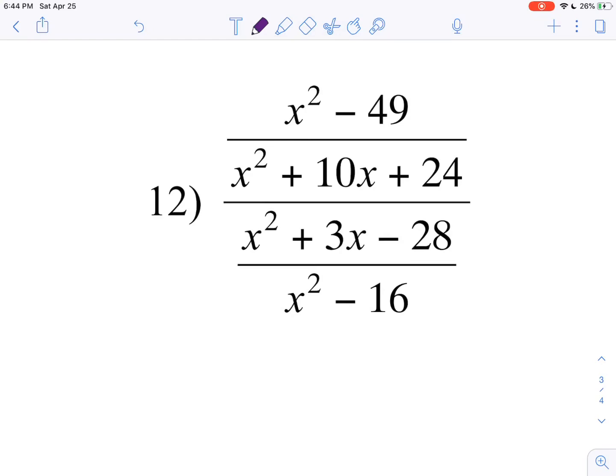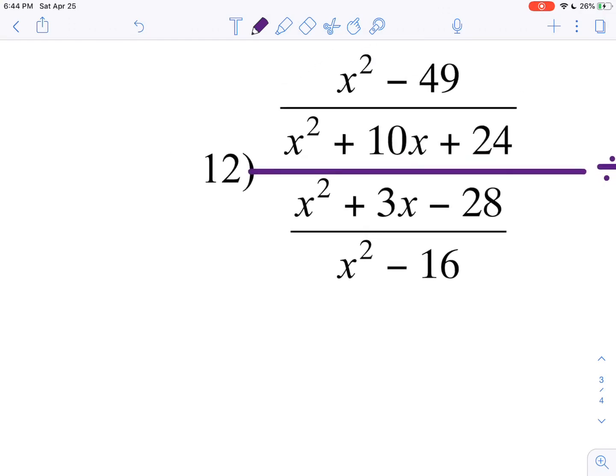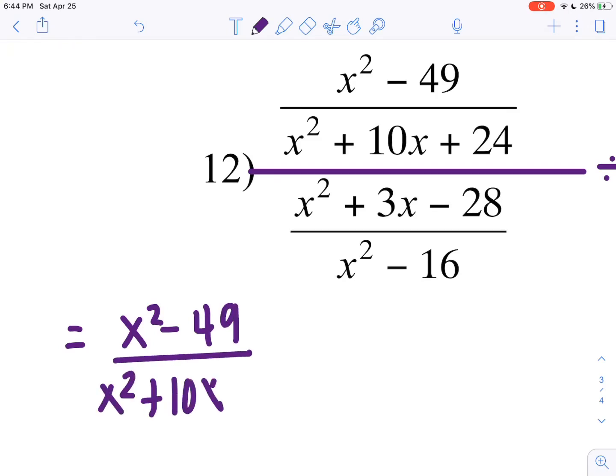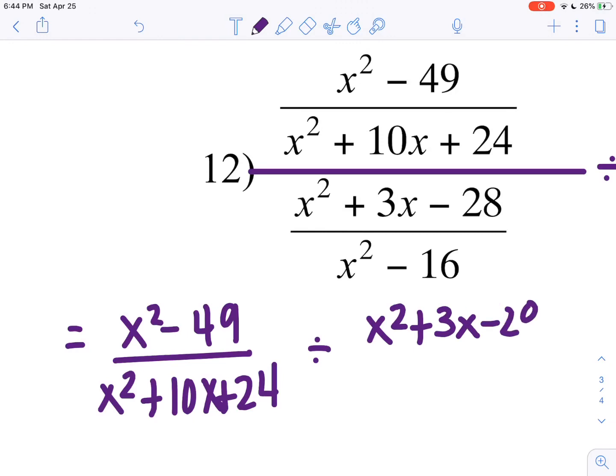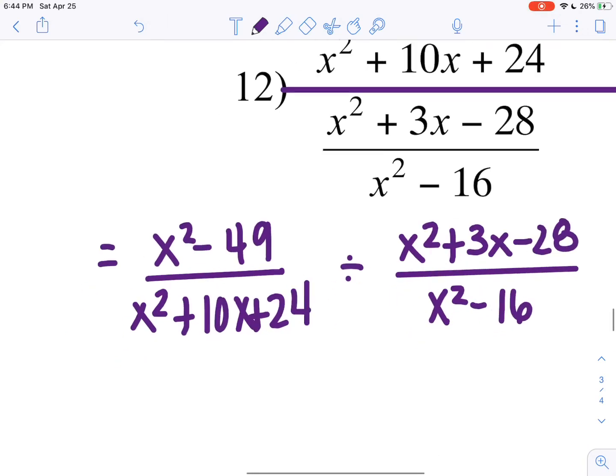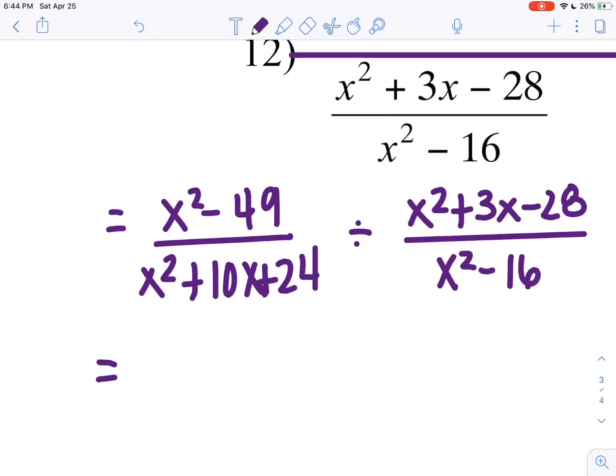Okay, lastly, number 12. Again, start thinking to yourself, where would I separate this? And that would be right here, right down the middle. That's where our division sign is. If you want to start factoring right away, you can. I'm not going to, just so people can see what I'm doing. So x squared minus 49 over x squared plus 10x plus 24 divided by, you could also flip it right away if you want to. I'm okay with you skipping a few steps for the sake of time. But I'm going to go ahead and start factoring right now.